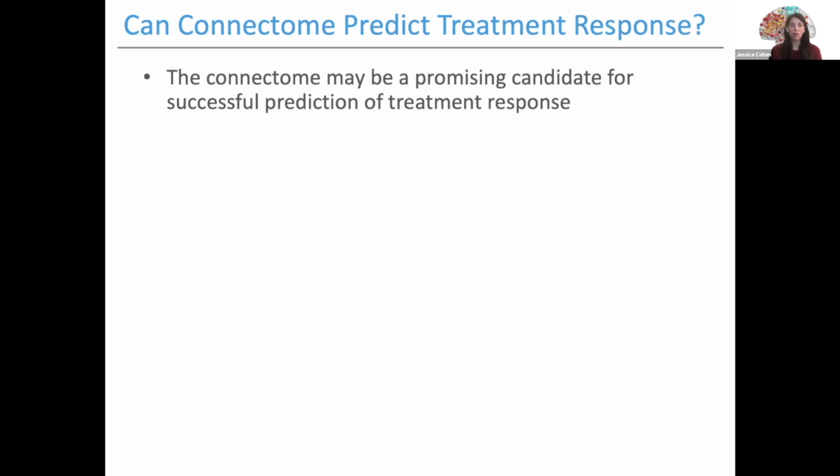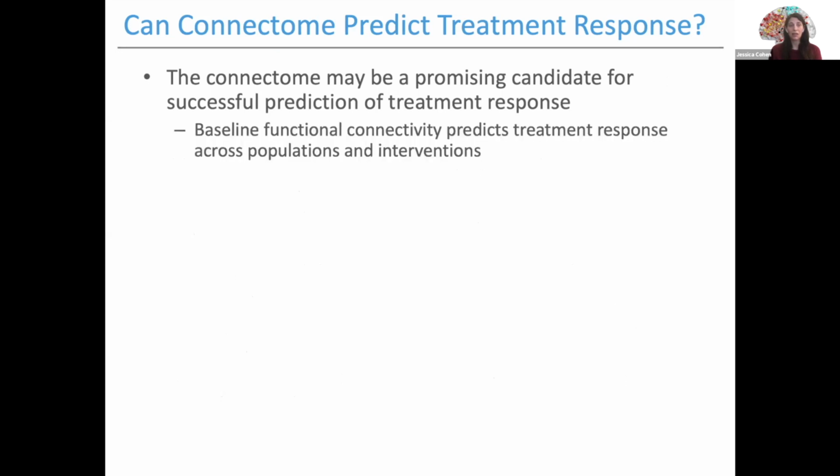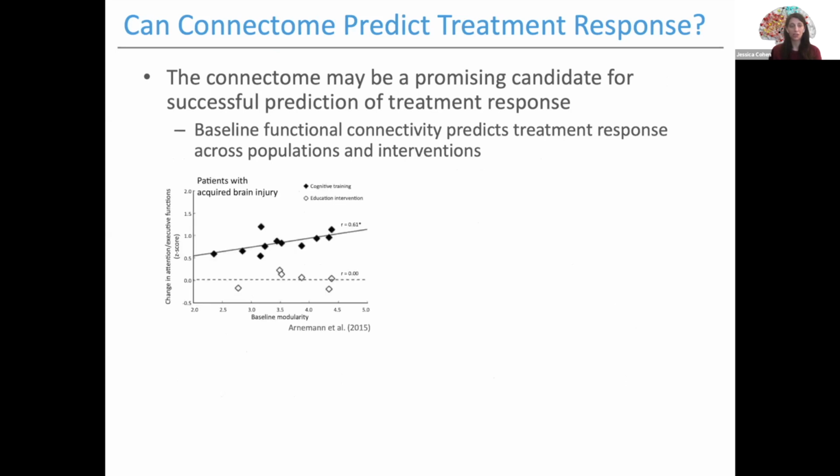So the connectome may be a promising candidate for successful prediction of treatment response. It's been found that baseline functional connectivity predicts treatment response across populations and interventions. As an example, in patients with traumatic brain injury, it's been shown that whole brain modularity at baseline predicts improvement in attention and executive functions after cognitive training.